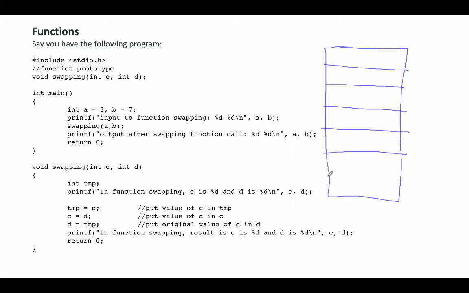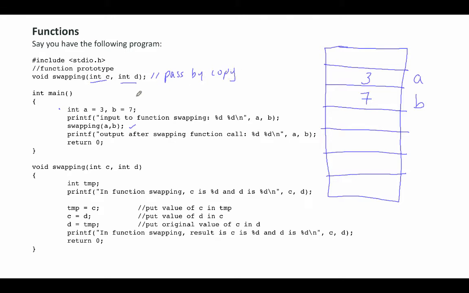In my main function, as you know, all execution starts at the first instruction in main. So I have a, and a is 3, and I have b, and b is 7. And now I'm going to make a function call to this function called swapping. Swapping takes two arguments, two integers, and since it is just a regular kind of function, it's called pass by copy. So this is a pass by copy.